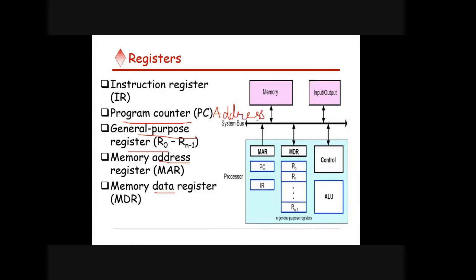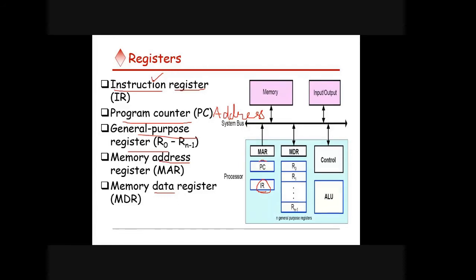So which registers will be storing an address? One is the program counter and the second one is the memory address register. And the next one is the instruction register. What is the use of the instruction register? It is a register, and what will be the content inside it? The currently executing instruction will be the content of the instruction register. So IR is the instruction register, and the currently executing instruction will be stored in IR.